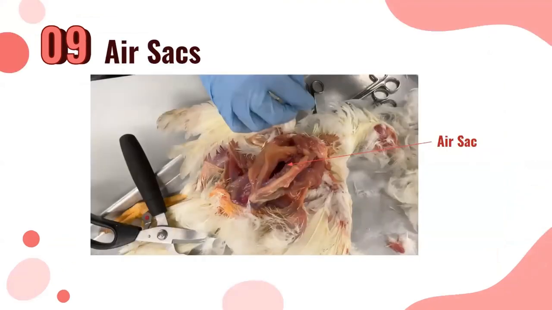Here's a picture of an air sac. Chickens actually have 9 air sacs. 2 are cervical, 1 interclavicular, 2 anterior thoracic, 2 posterior thoracic, and 2 abdominal. A good way to study where the air sacs are is to repeatedly draw the locations.